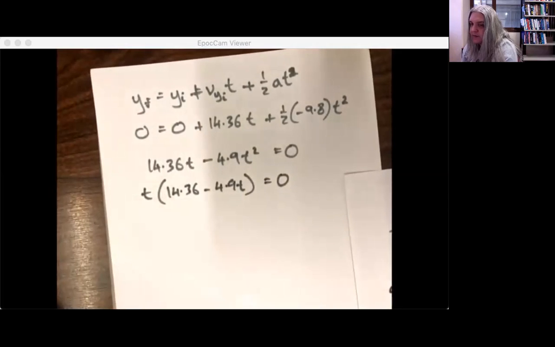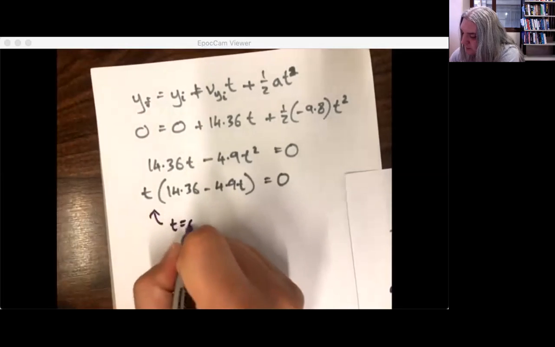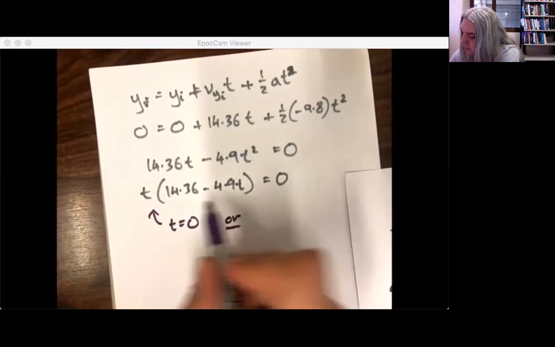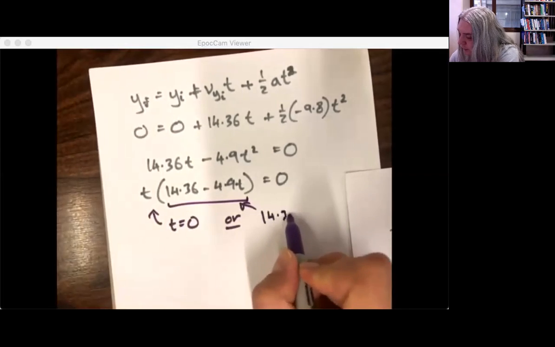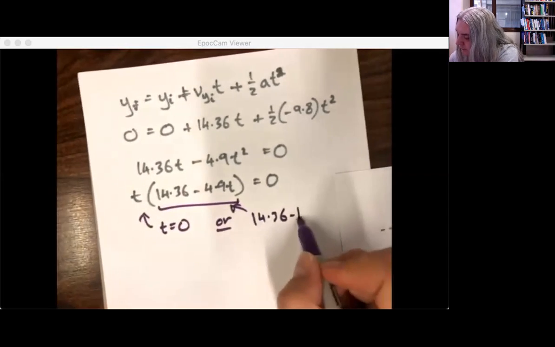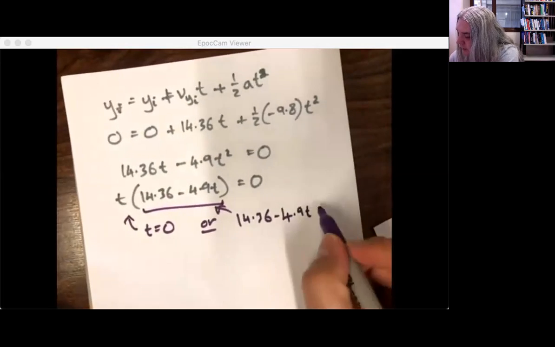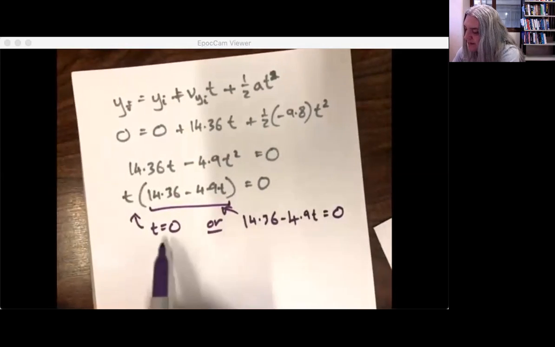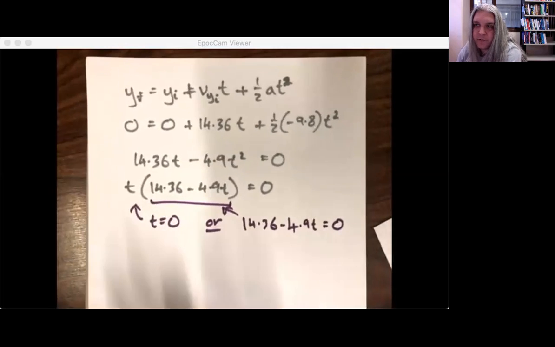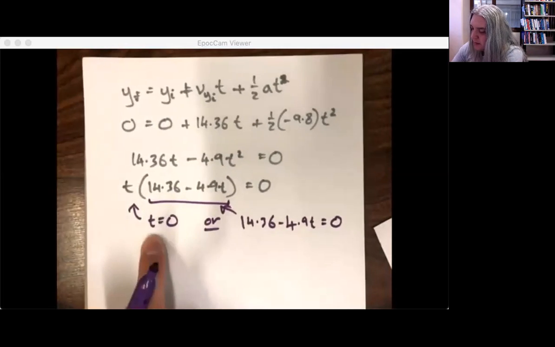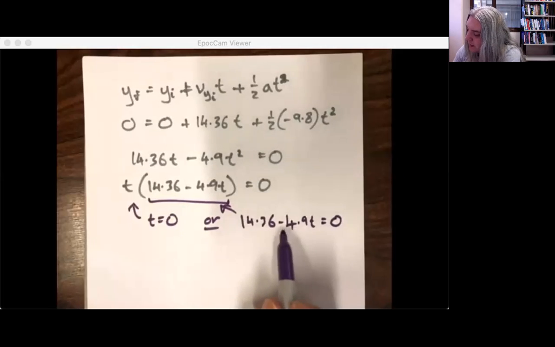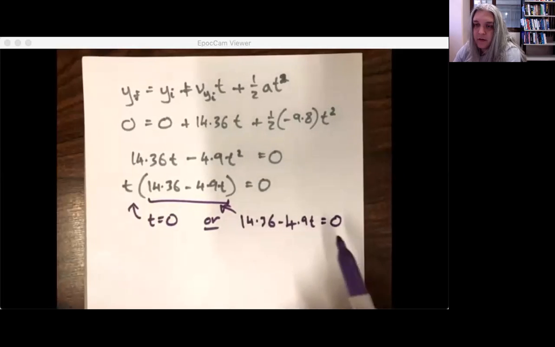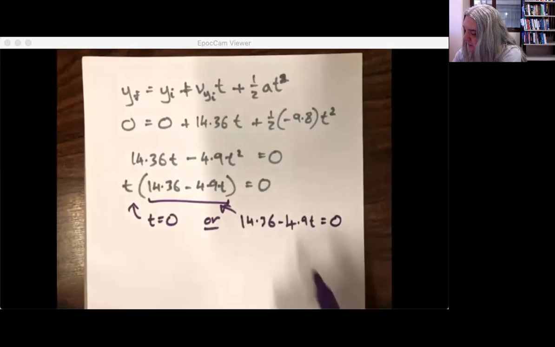And we can see that this is going to be true either when t equals 0 or when 14.36 minus 4.9t is equal to 0. So either one of those is true. When t is 0, that was our start position. So that's fine, we expected that, because that's how we defined our frame of reference. The other one must be the time that the ball reaches the second kid.